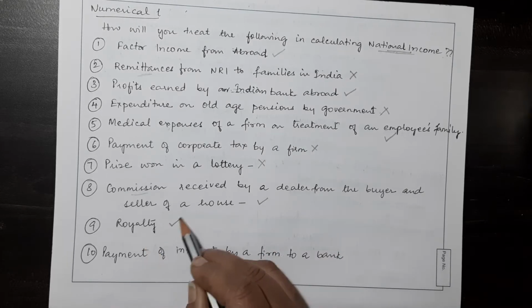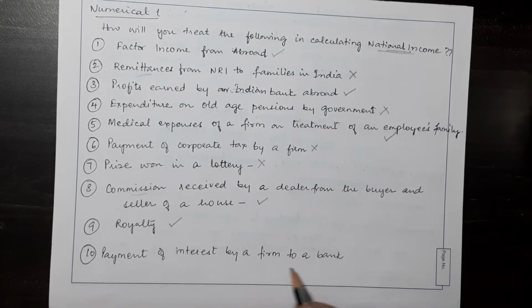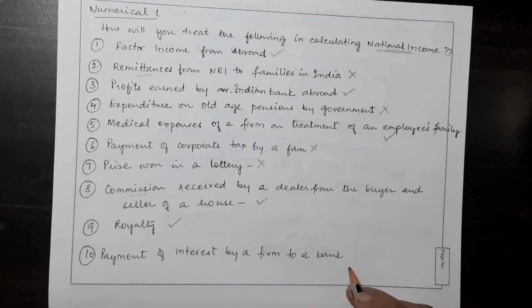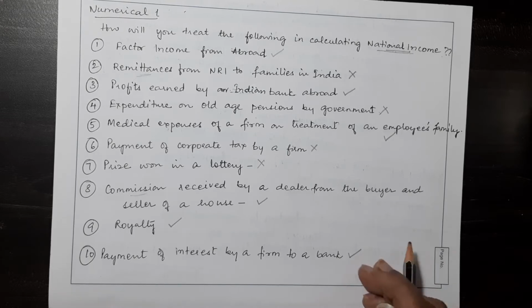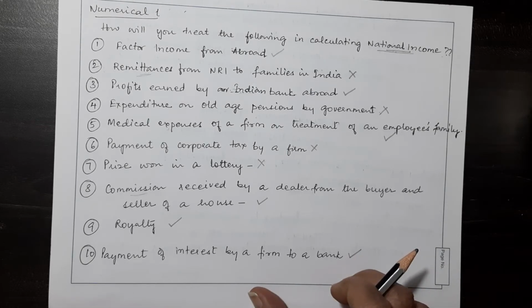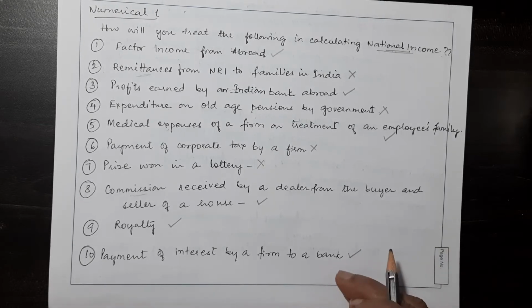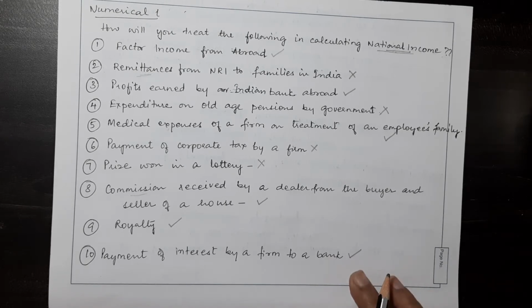Then payment of interest by a firm to a bank. Will it be included? Yes. Why? Because the loan was borrowed for carrying out the production of goods and services. So this is a factor payment. So it will be included in the national income.